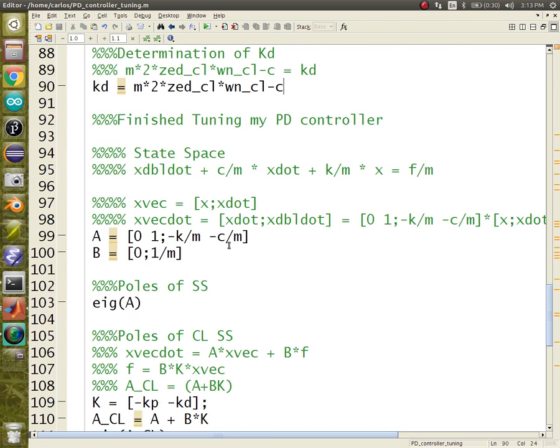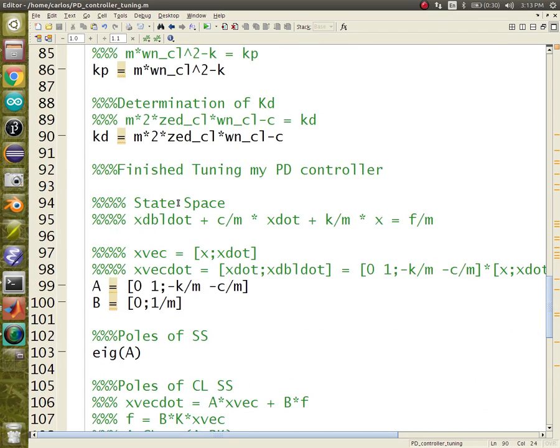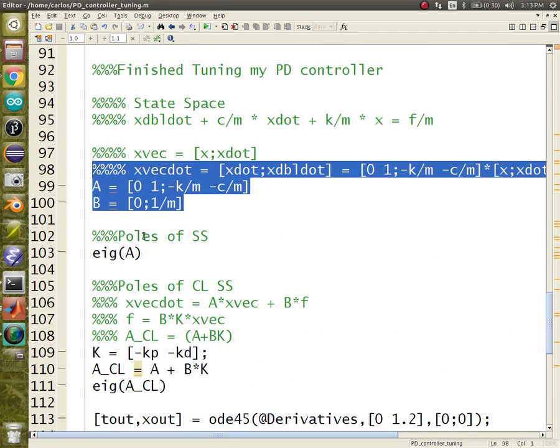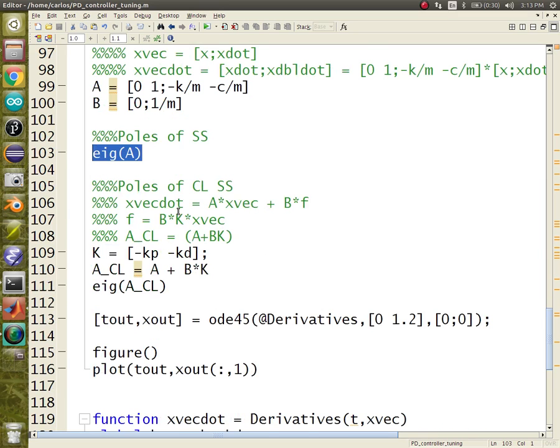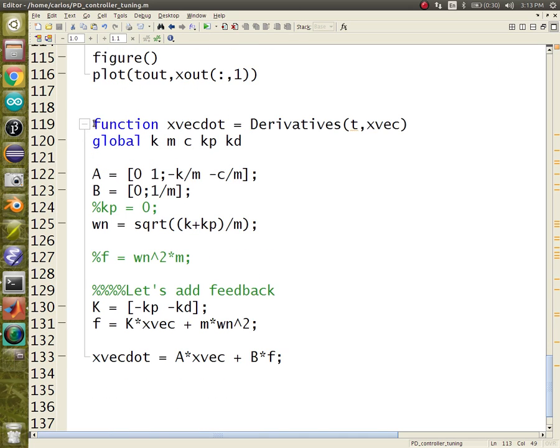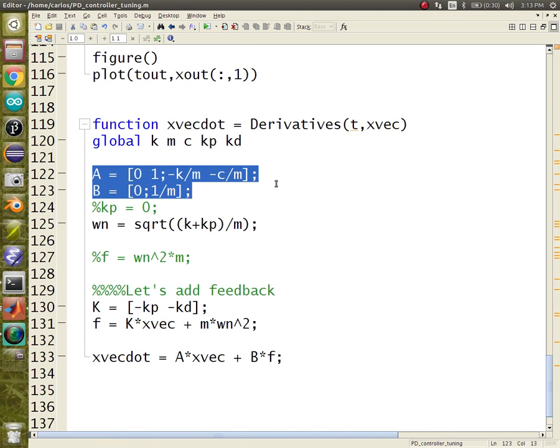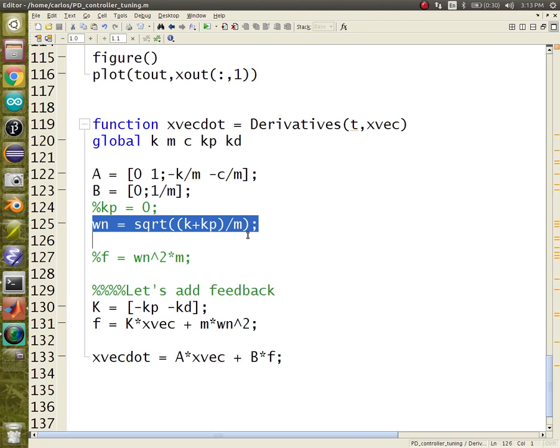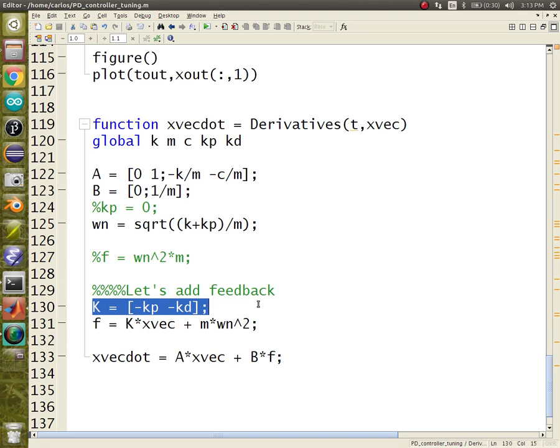And then finally, I make my A and B matrices. So I take my transfer function and my equation of motion, and convert it to state space. I can compute my poles using the eig function. I can also compute my closed loop poles using K and A closed loop, which is just A plus BK. And then I simulate using ode45, and here's my system here. So I have my A matrix, my B matrix, my natural frequency used to scale the forcing function, my feedback gain matrix, my PD controller here, and then just my step. This is the step response part of it, and then the equation x dot equals Ax plus Bu, and in this case u is F.